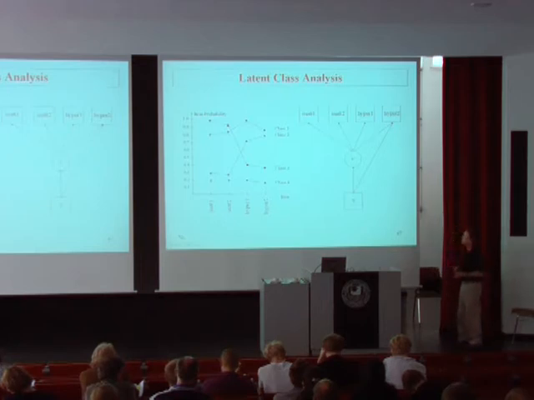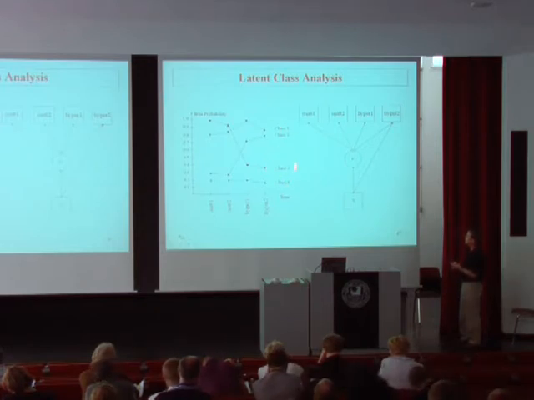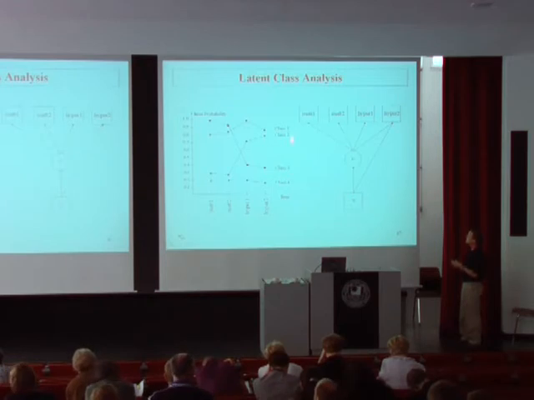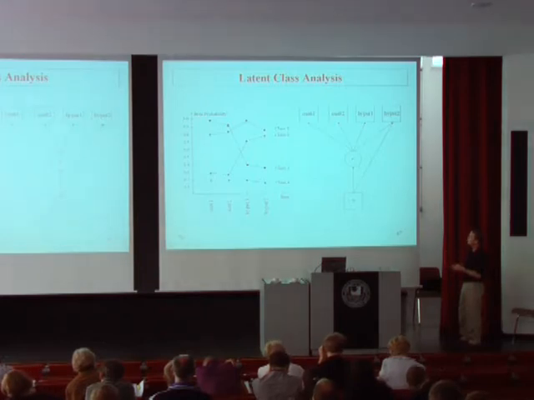So here, the structural parameters would be the class probabilities. How many people do we have in these 4 classes? Distribution of people over these 4 classes. And the measurement parameters are these probabilities.